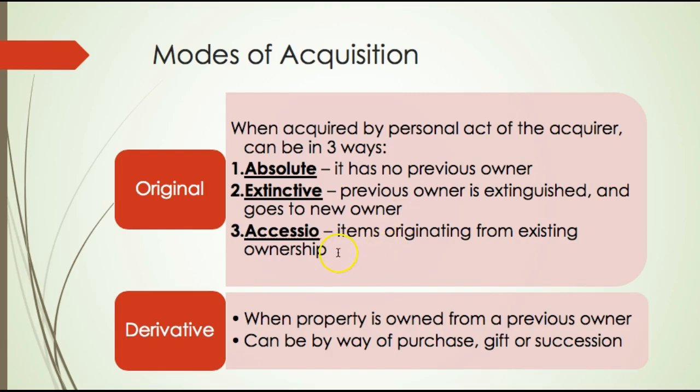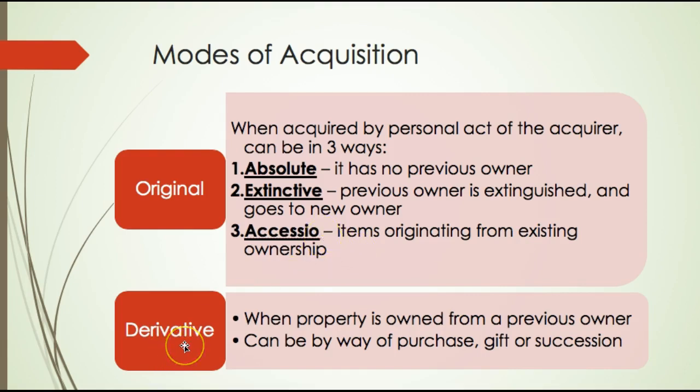The third one we call accessio, or accessory, meaning you get the benefit or ownership of that property. It originates from an existing ownership. For example, you have a cow or you have a chicken. Your cow gives milk, so you are the owner of that milk because it comes from your cow. Or a chicken lays eggs. Those eggs belong to you because they come from your chickens. It's an accessory to the original item.